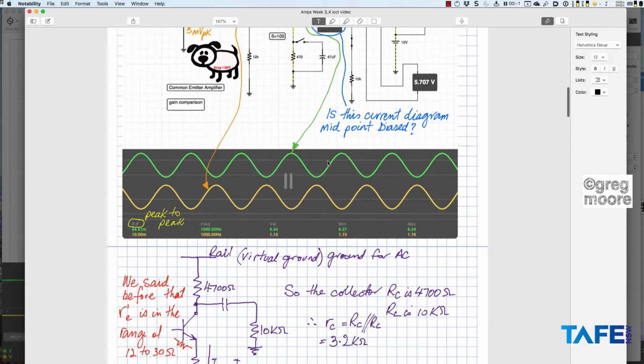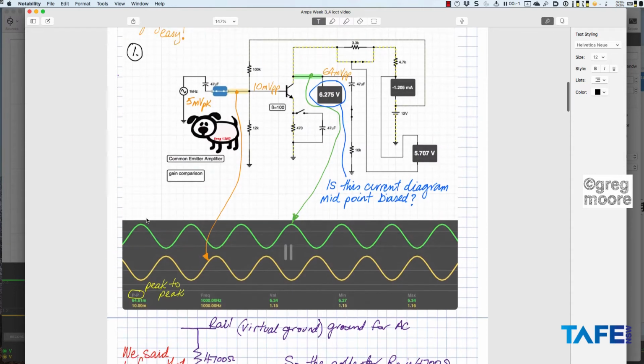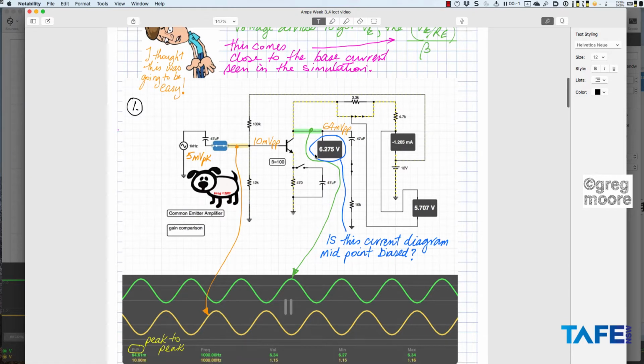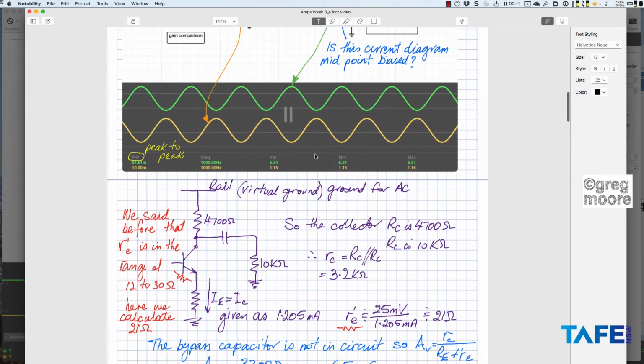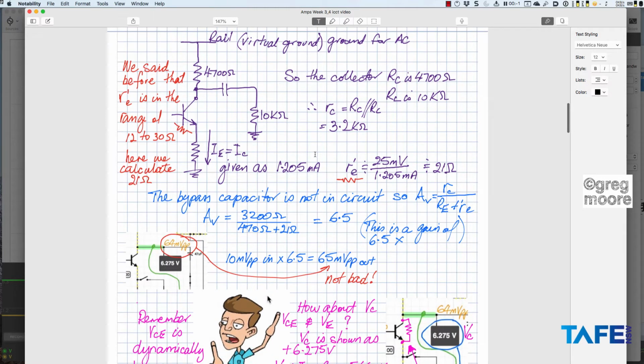So why is that so? You can see here PP, peak to peak, 64.6 millivolts on the output, 10 millivolts on the base. And I've asked here, is this midpoint biased? It is in fact midpoint biased, and that's where we want a common emitter audio amplifier all the time to ensure that we get symmetry with the AC waveform at larger values.